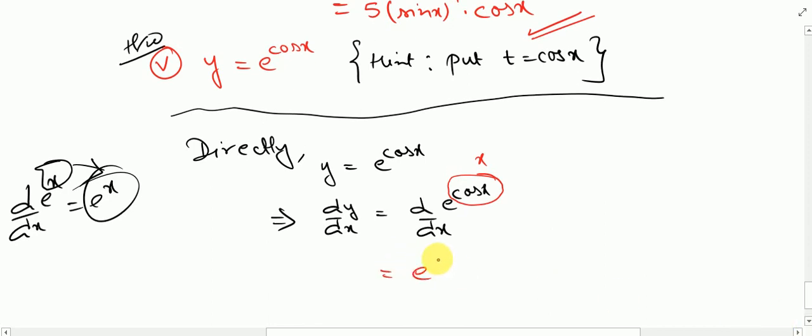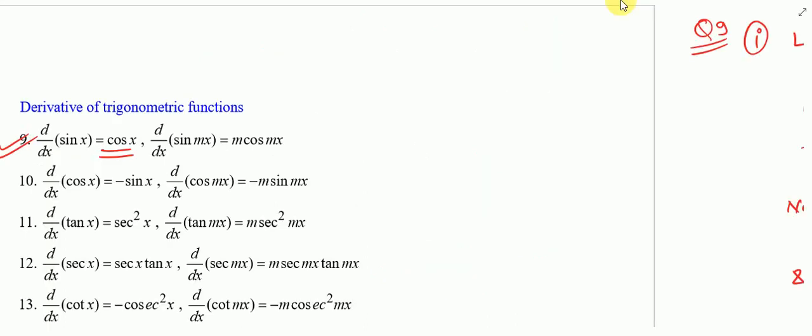So what will you get? You will get the same thing, e to the power cos x only, because I am thinking of the whole thing as x. But since it was not x, it was cos x, now I have to differentiate this cos x. Let us see the formula for cos. See over here, cos x gives you minus sin x, clear?